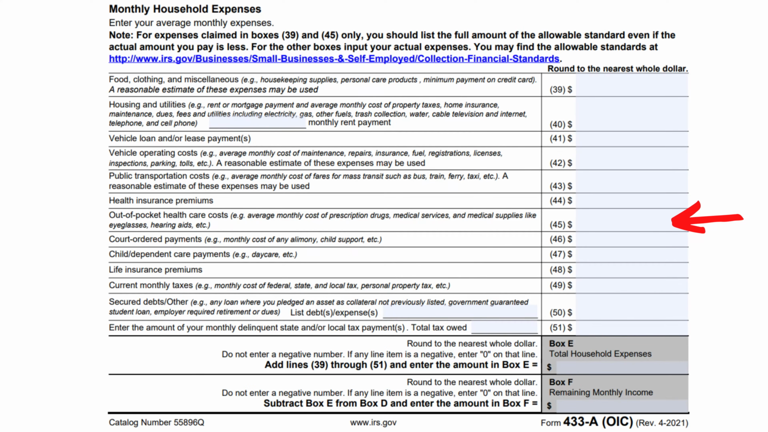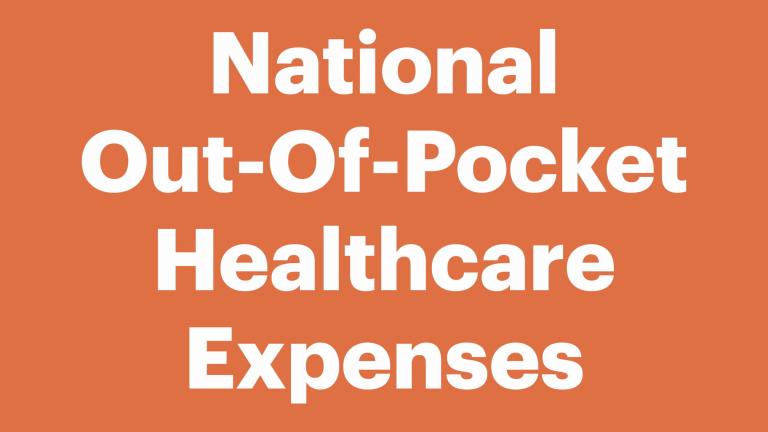Now drop down to line 45. This is the line for the national out-of-pocket healthcare expenses. This amount is likewise set by the IRS, and it's an even simpler determination than the national standard expenses. They're simply based on the age or ages of each of the members in your household, and these amounts represent the amount you pay for healthcare in addition to your health insurance premiums, which are reported separately on line 44.